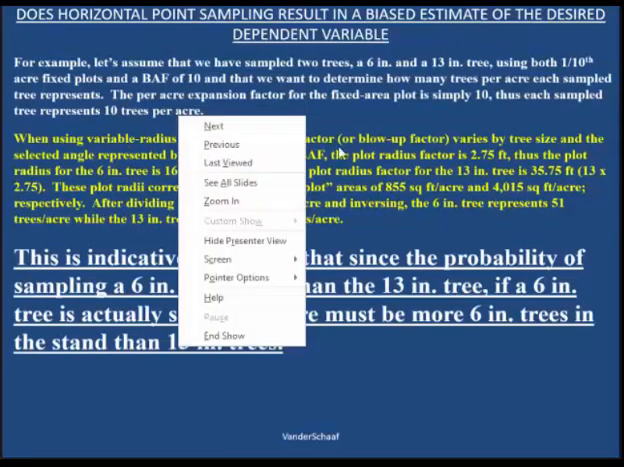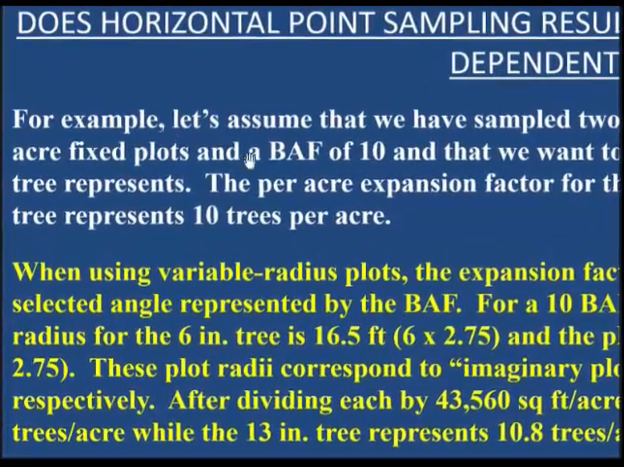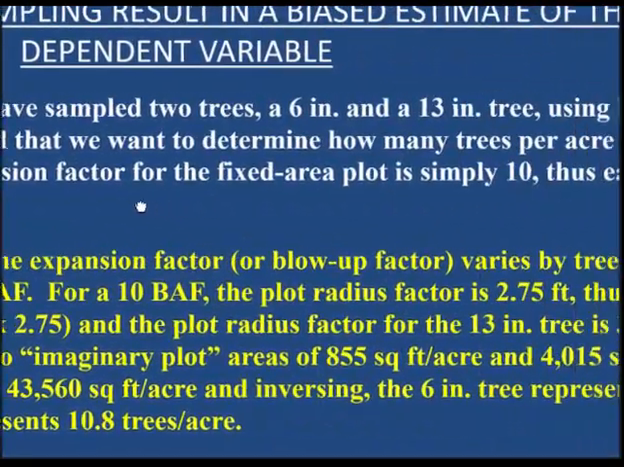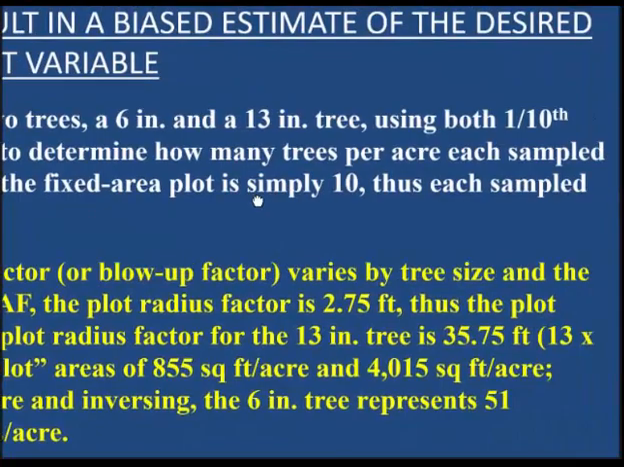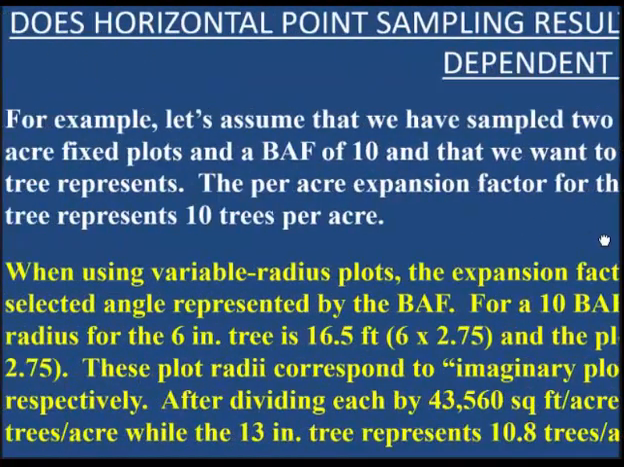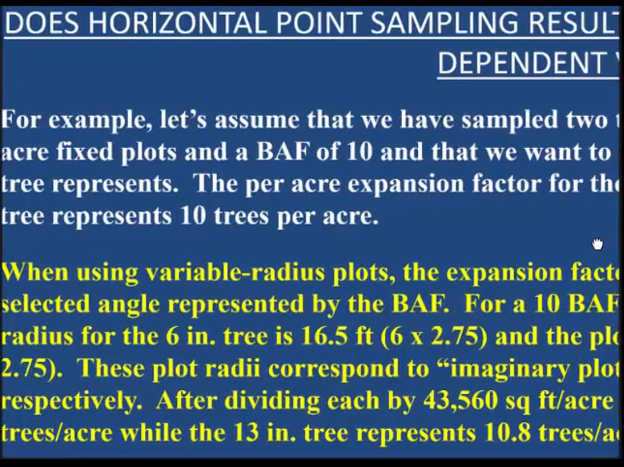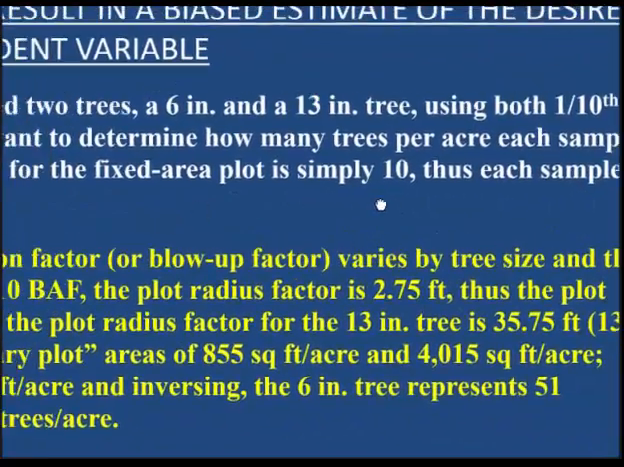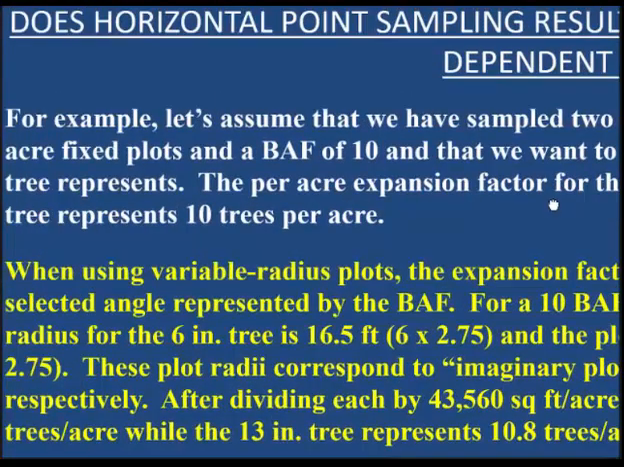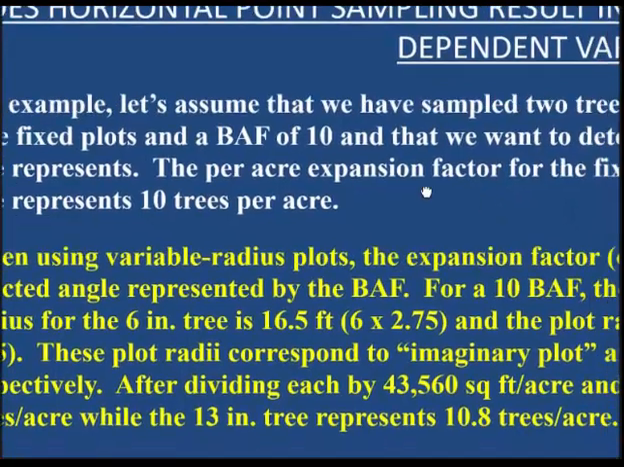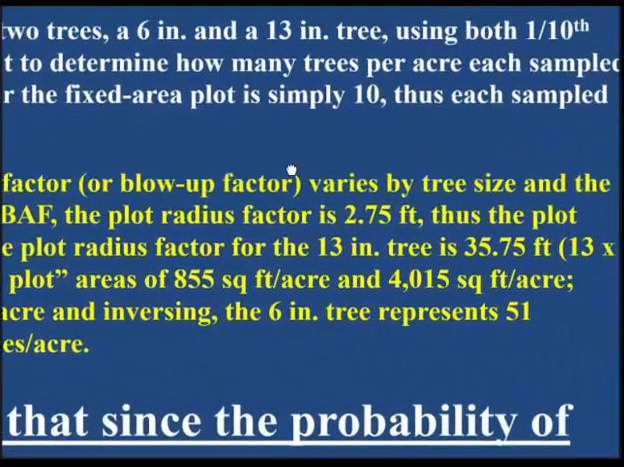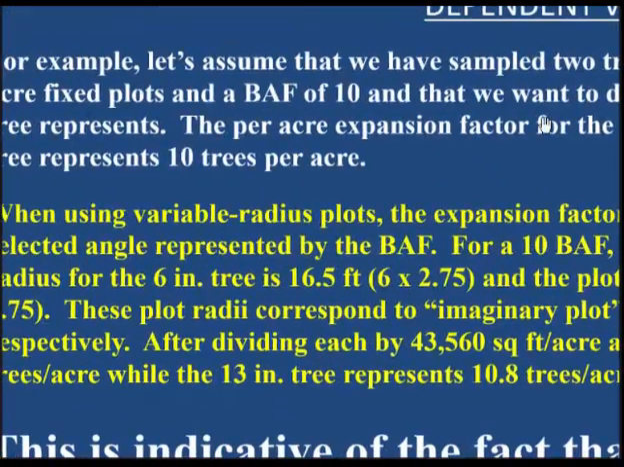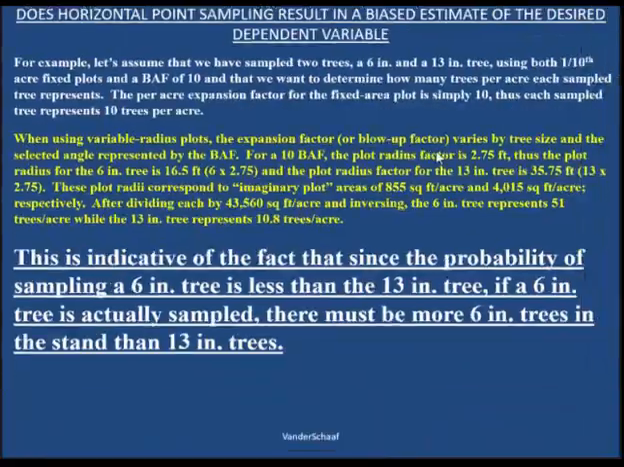So, for example, let's assume that we have sampled two trees, a 6-inch and a 13-inch tree, using both 1/10 acre fixed plots and a BAF of 10, and that we want to determine how many trees per acre each sampled tree represents. The per acre expansion factor for the fixed area plot is simply 10, right? It's just the inverse of 1/10. 0.1 is 10. Thus, each sampled tree represents 10 trees per acre.